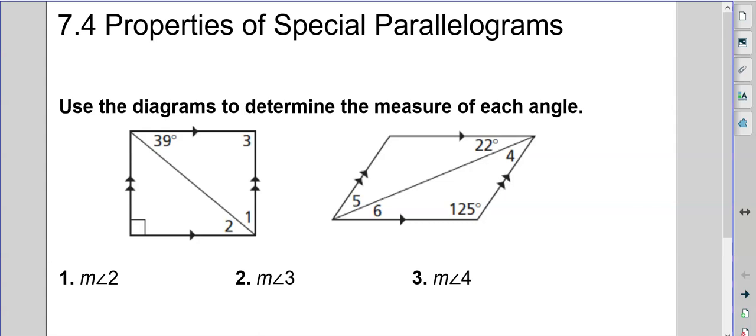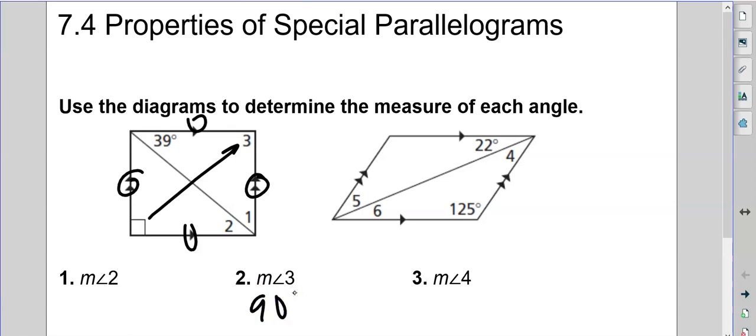All right, 7.4, properties of special parallelograms. Just a little quick review here. Use a diagram to determine the measure of each angle, right? Well, since these are parallelograms, and you know that because of these symbols, that means opposite angles are equal. So angle 3 is 90 degrees. I just got that one out of the way first.